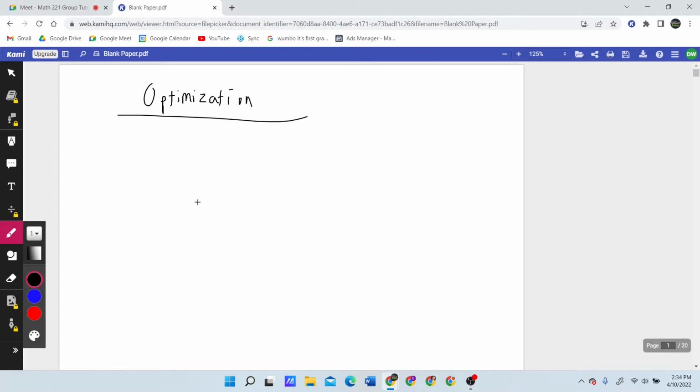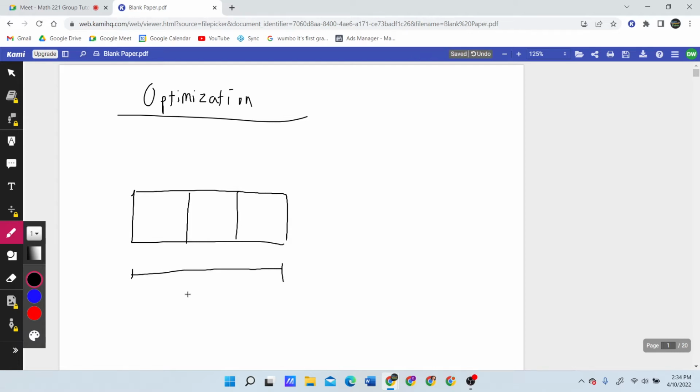Okay, so with optimization, the first thing we're going to look at is the basic case, which is some kind of field being enclosed by a fence. But I'm going to give a tougher version of the standard question because I will have a fence like this, and I'm going to have it partitioned twice into three equal areas. I'm going to say the total length of my field is length L, the total width of my field is width W, and I'm going to say that I have, let's say, 400 feet of fence.